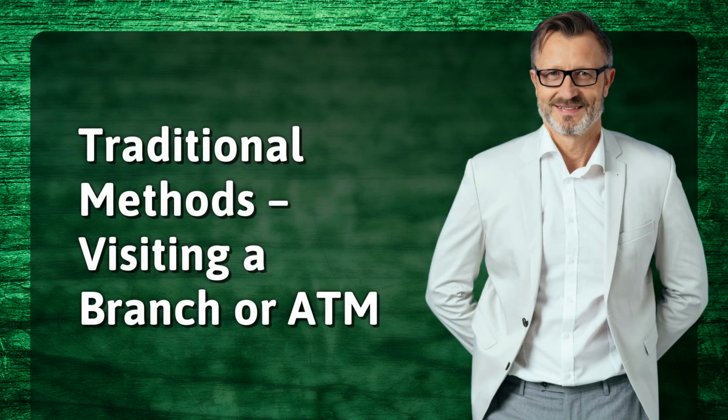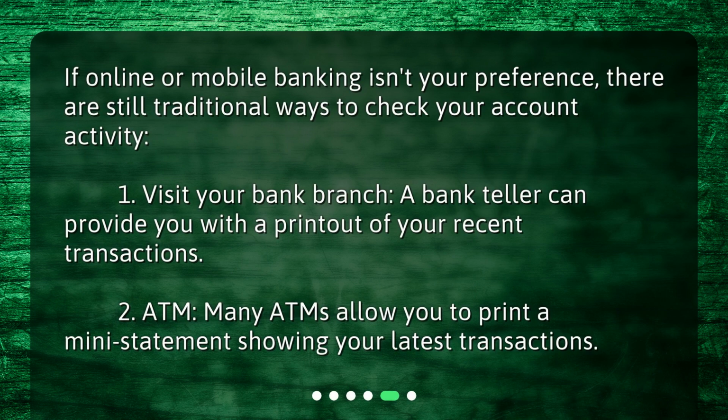Traditional methods, visiting a branch or ATM. If online or mobile banking isn't your preference, there are still traditional ways to check your account activity. 1. Visit your bank branch. A bank teller can provide you with a printout of your recent transactions. 2. ATM. Many ATMs allow you to print a mini statement showing your latest transactions.